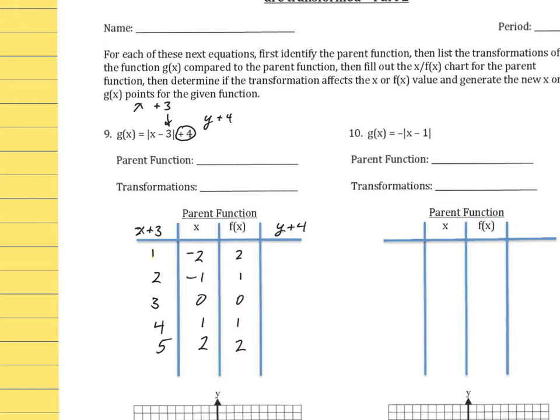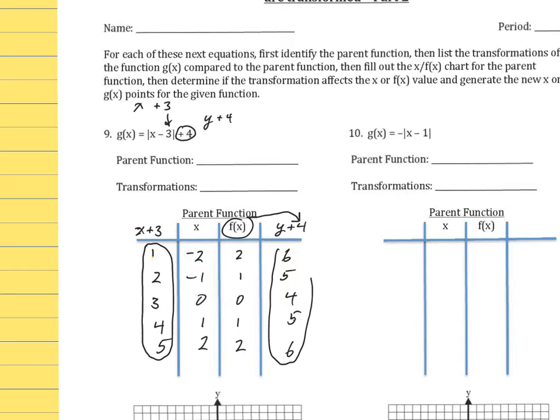Now I'm going to see what happens from the parent function to the y values. Well, each y value gains 4 too. So let's take these values here and add my 4. So 6. It's 5 again, right? 5, 6. So what I'm going to do is graph these new x values and these new y values.